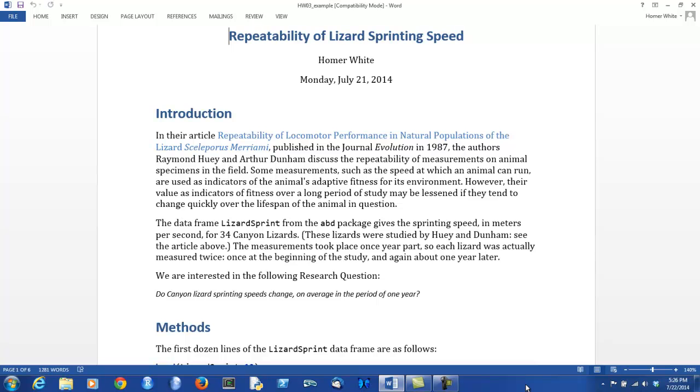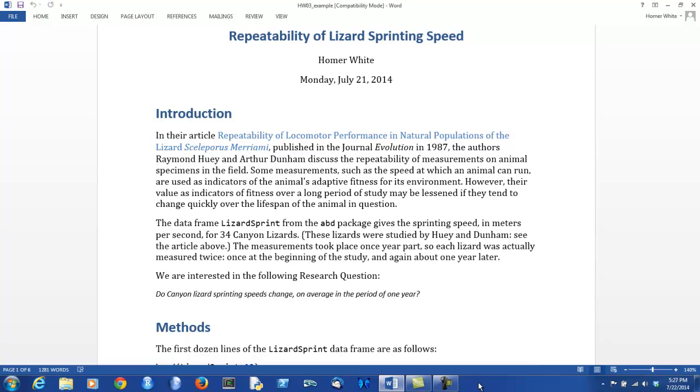Alright, assuming that you've read it through once, it's a data analysis report, so it's going to have the usual four sections: introductions, methods, results, and conclusion and discussion. As a brief reminder from your reading of the paper, what we're analyzing here is some results from a journal article on the repeatability of locomotor performance in natural populations of canyon lizards.